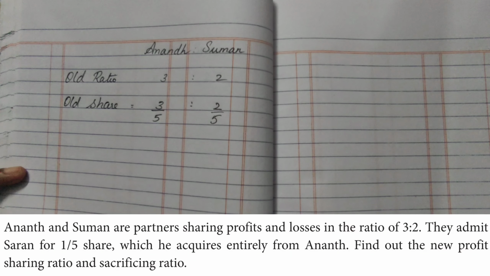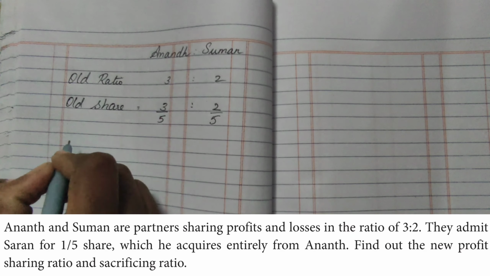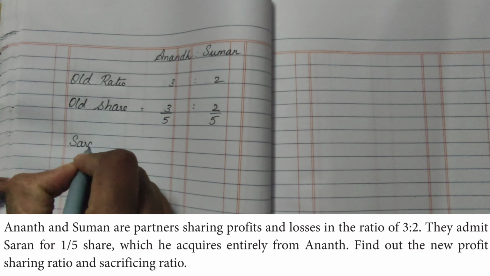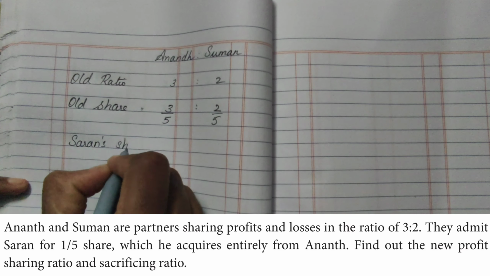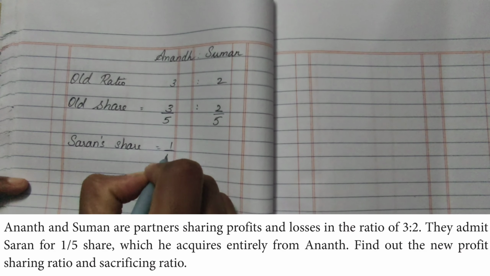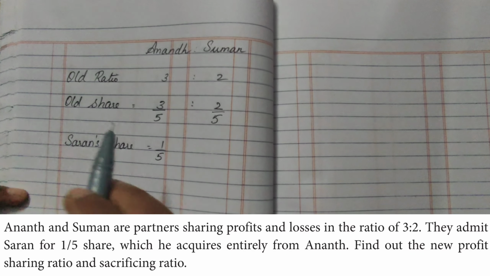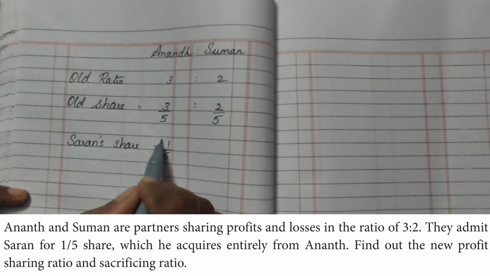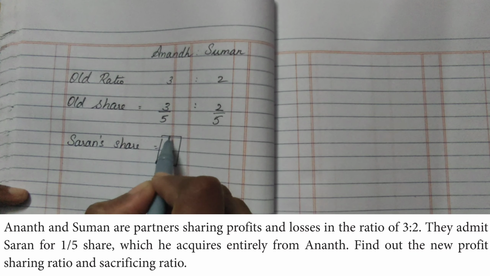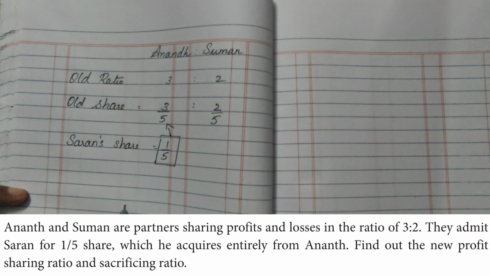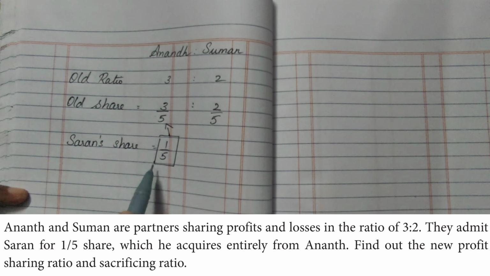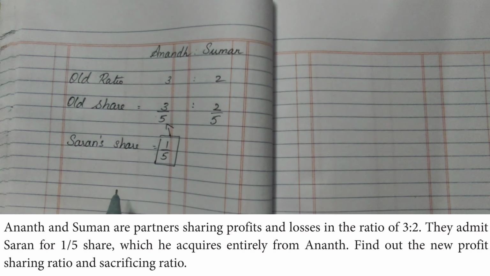Next they've given that they admit Saran for 1/5 share of profit. So Saran is being admitted, and Saran's share is equal to 1/5. Which he acquires entirely from Anand. So this 1/5 share is being entirely acquired from Anand. So from Anand's share, Saran is getting 1/5. Find out the new profit sharing ratio and the sacrificing ratio.